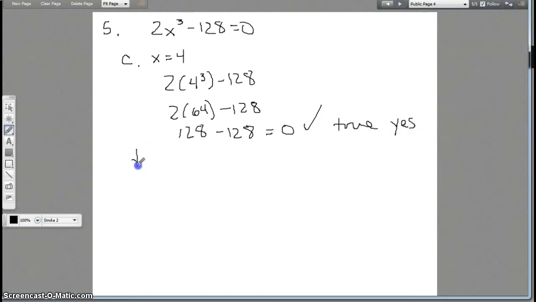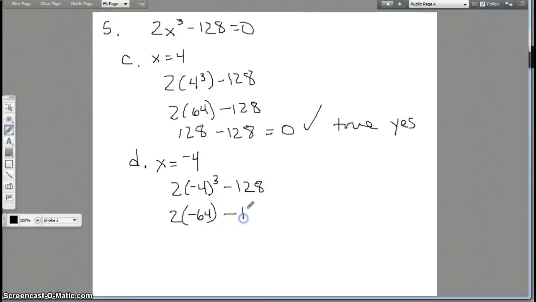Let's try part D. For part D, we're going to use x equals negative 4. So we're going to plug this into our equation. We have 2 times x cubed, so that's 2 times negative 4 cubed minus 128. Okay, negative 4 cubed is going to be a negative 64. Remember, when you raise a negative number to an odd power, it's going to stay negative. If you raise a negative number to an even power, it's going to become positive. But this is an odd power, so our negative number stays negative.